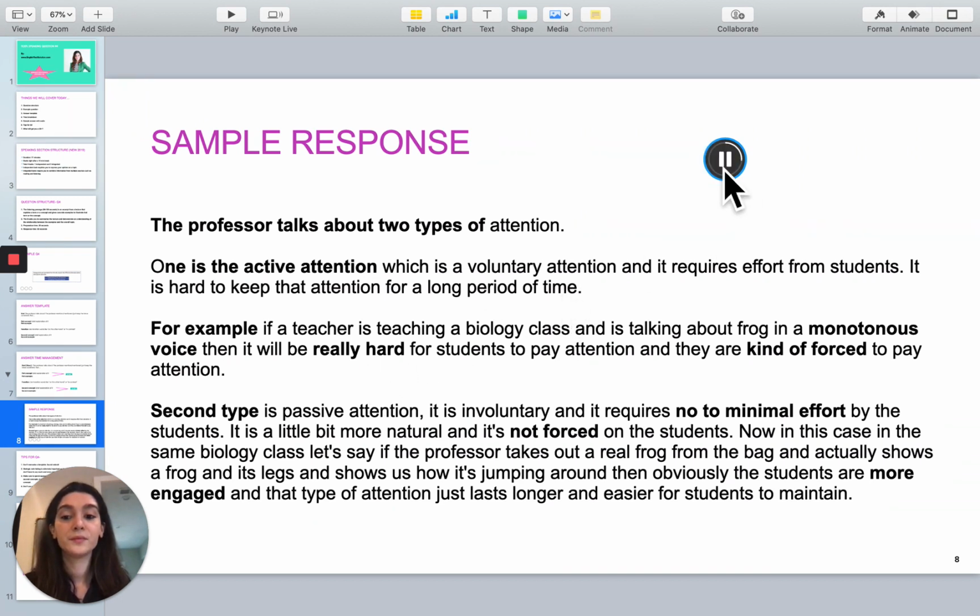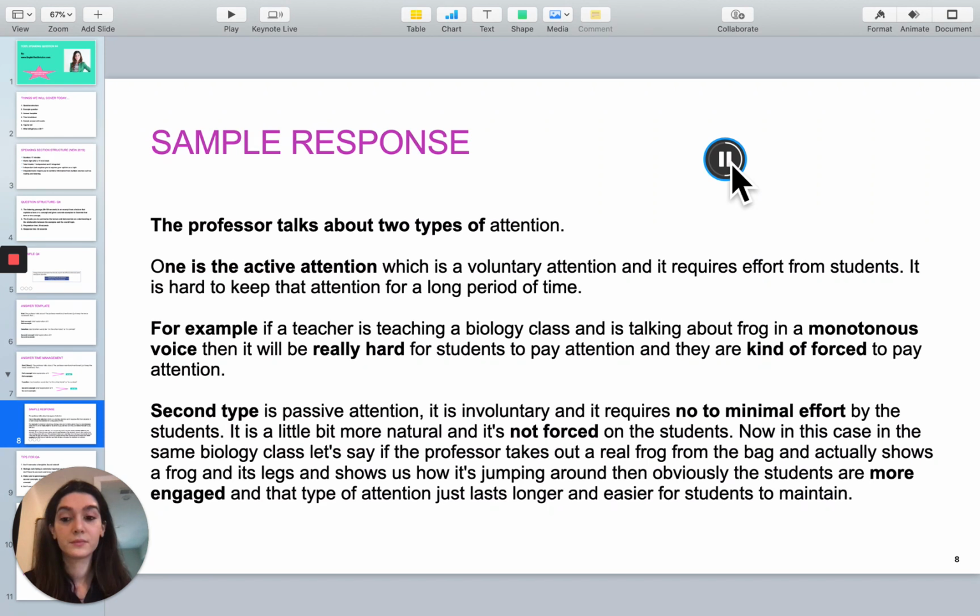For example, if a teacher is teaching a biology class and is talking about frog in a monotonous voice, then it will be really hard for students to pay attention and they're kind of forced to pay attention. Okay, so that was my first example. And there were some words that I stressed more than others. We're going to talk about it later on because I want to explain to you why you need to stress on some words.